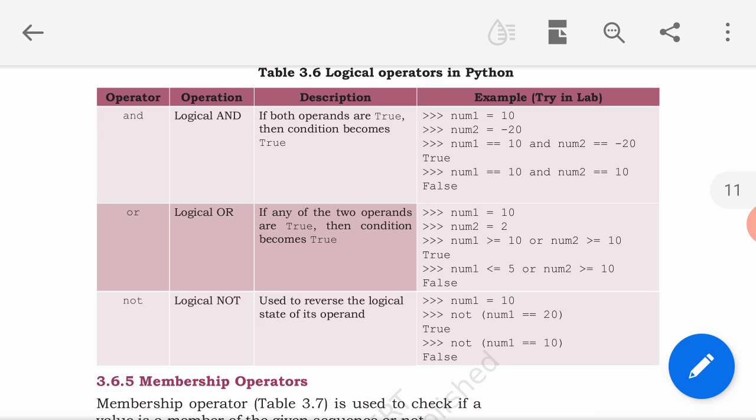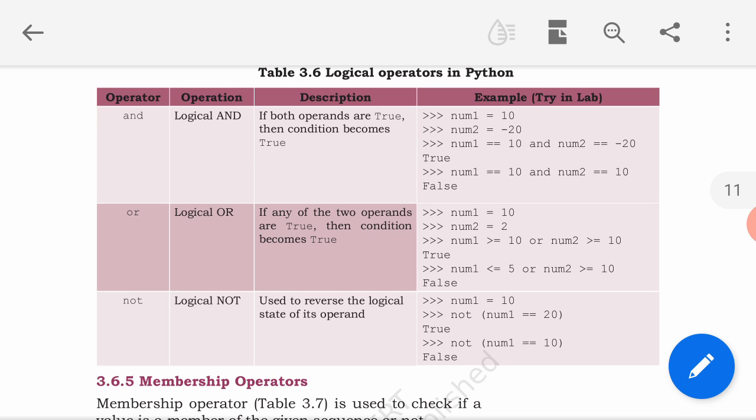So num1 greater than or equal to 10 is true. Num2 greater than or equal to 10 is false, but it gives true because the OR operator is there. Similarly, num1 less than or equal to 5 is false, and num2 greater than or equal to 10 is false. So false or false gives you false.